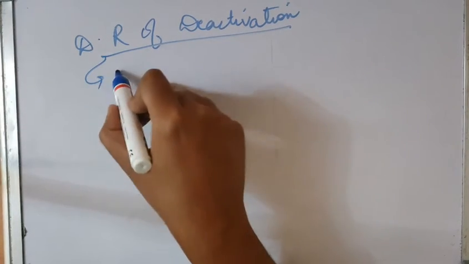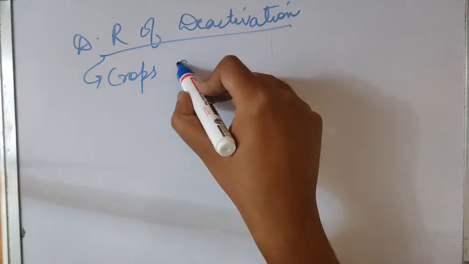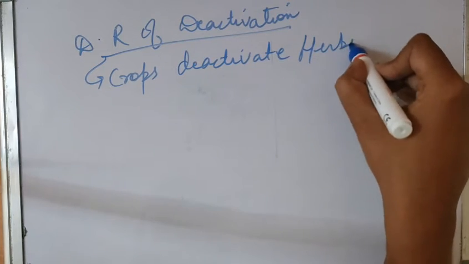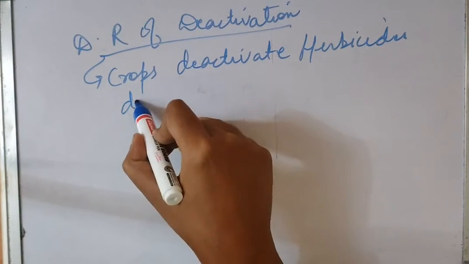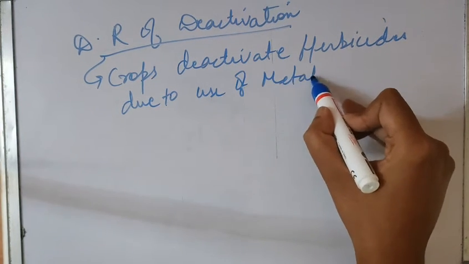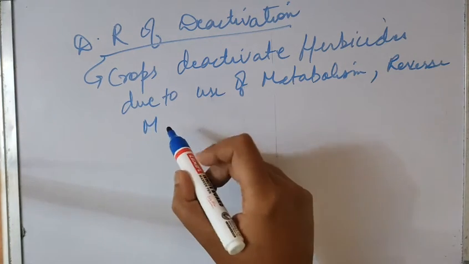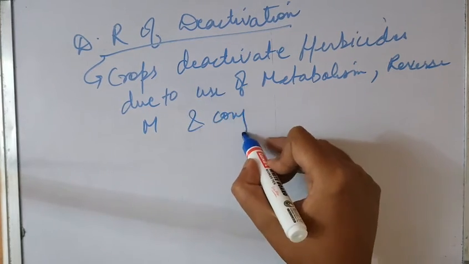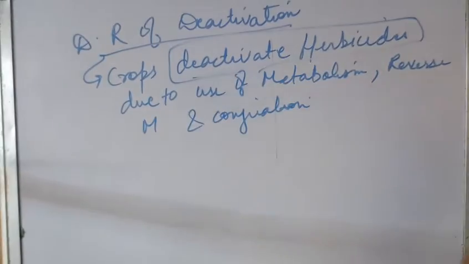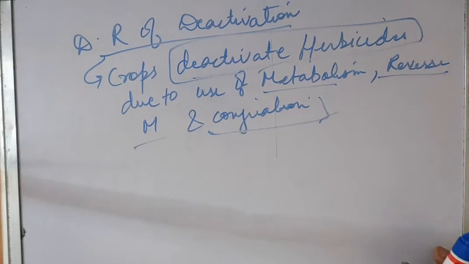Crops deactivate herbicide due to metabolism, reverse metabolism, and conjugation. So crops deactivate herbicide. The effect of herbicides cannot be seen in crops because of the metabolism, reverse metabolism, and conjugation in the crops.